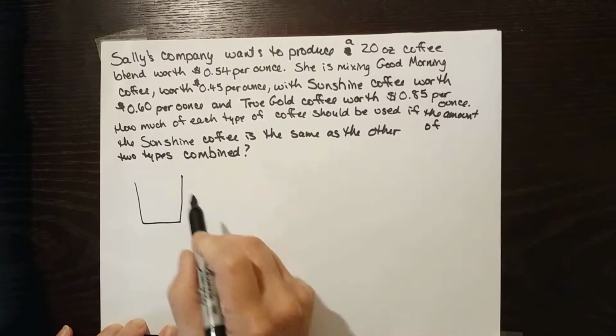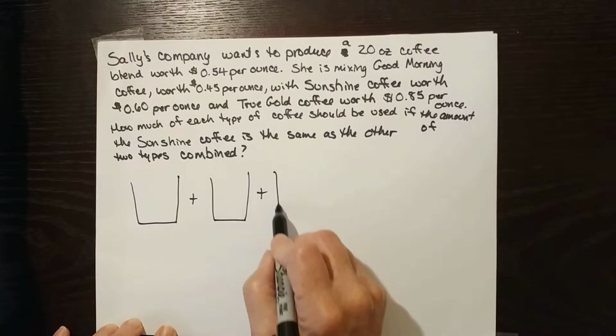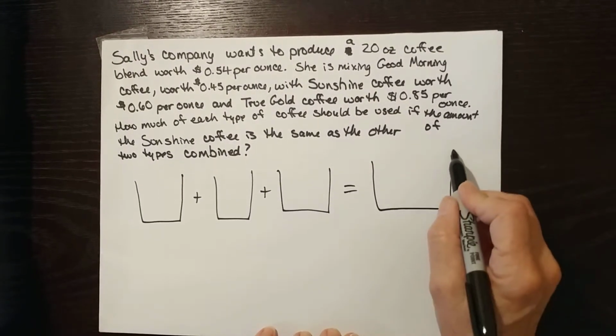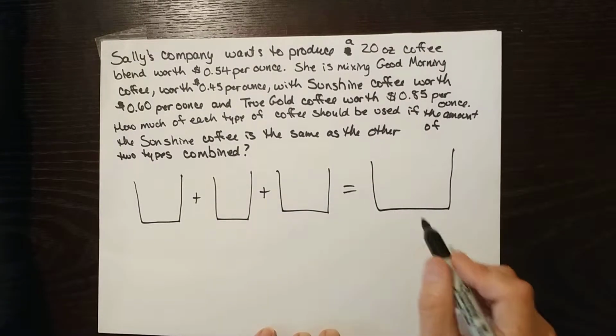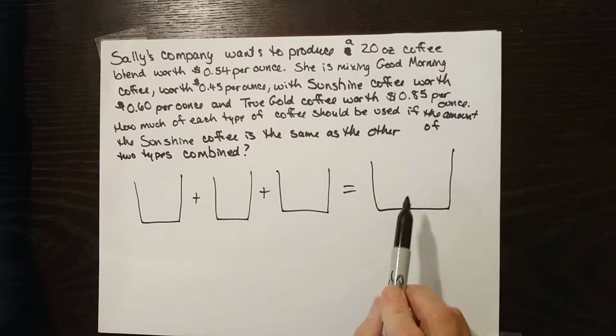So this is going to be one type of coffee. This is a second type of coffee. And this is a third type of coffee. And they're all going to be poured into this one. And so I'm going to make that the biggest to indicate that all 3 of these little ones are going to get poured into this big one.